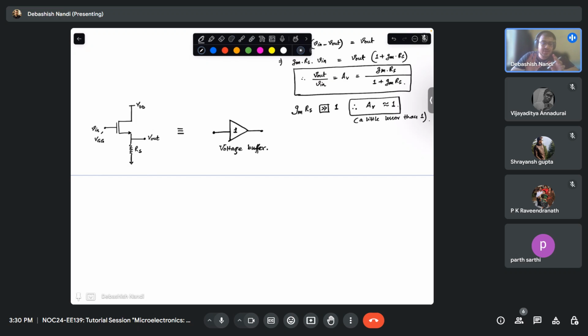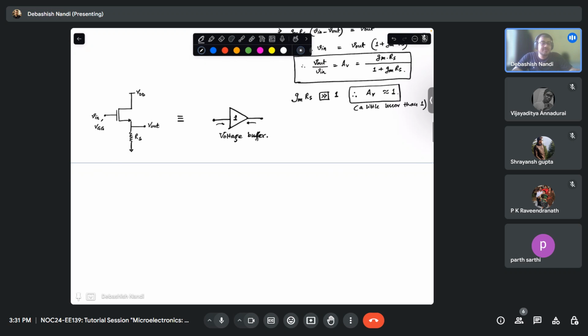Whenever you need to isolate two cascade stages, impedance matching, exactly. Whenever you need to isolate two cascade stages, you use a unity gain buffer in between. Why? Because ultimately it is an amplifier, right? It is seeing high input resistance and low output impedance. Okay. So this is a voltage buffer.